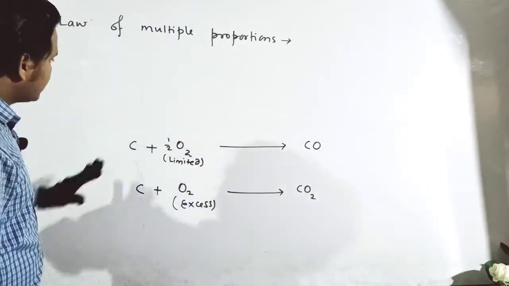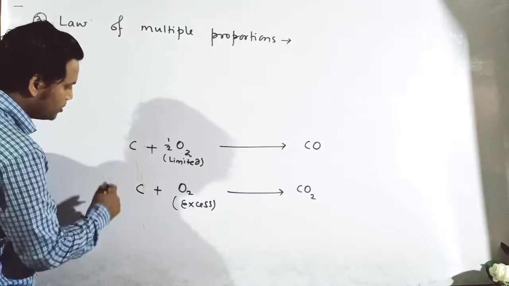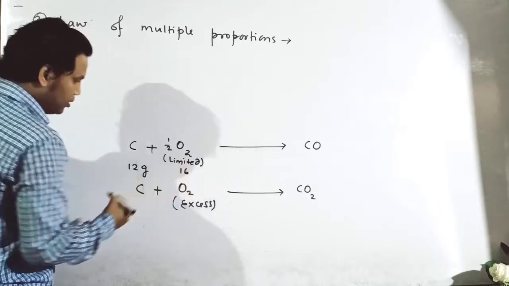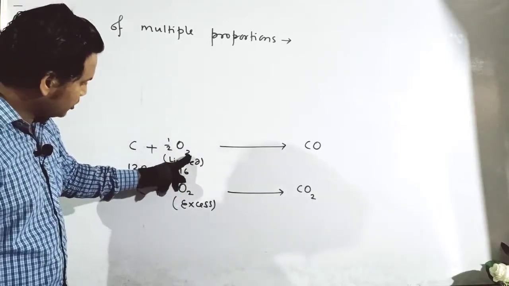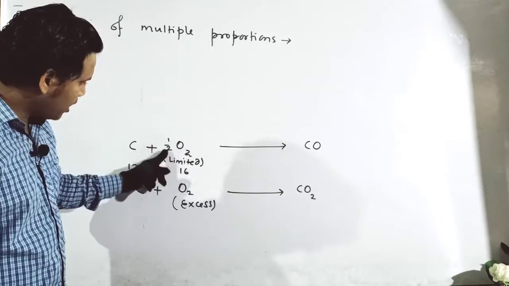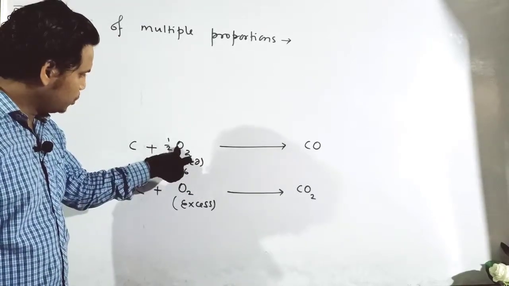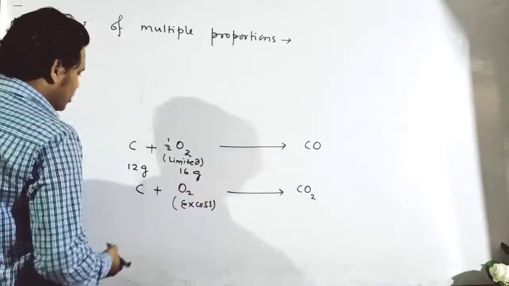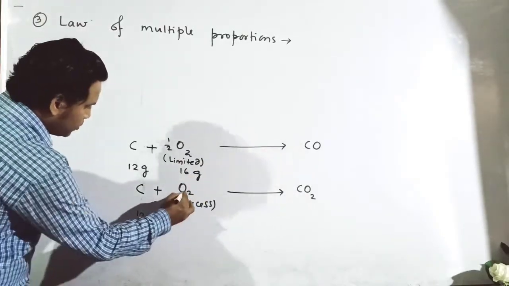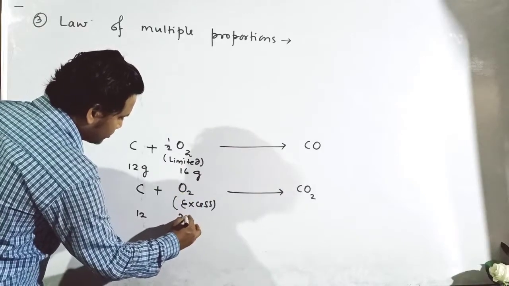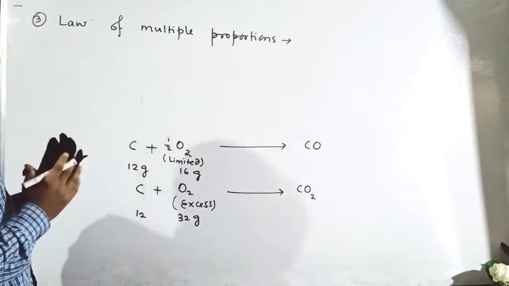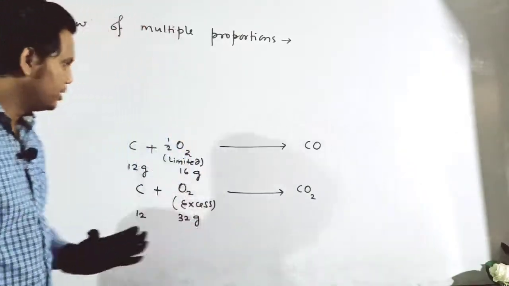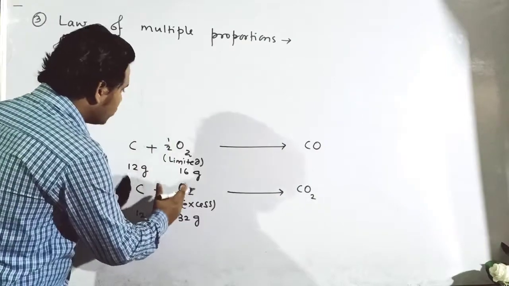So let us take the mass. Carbon has the mass 12 gram, oxygen has the mass 16. How many oxygen atoms? Two multiplied by half is one, so 16 gram. Now carbon 12 gram, and how many oxygen? 16 into 2, that is 32 gram.